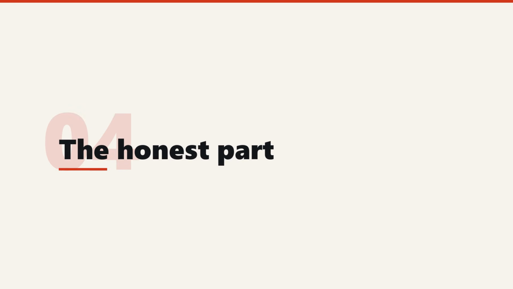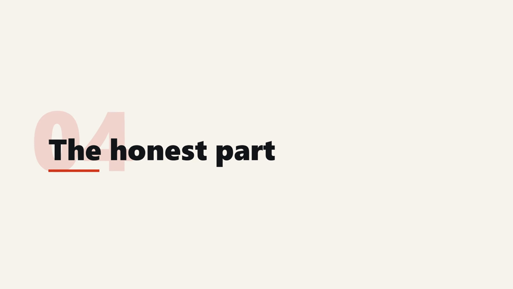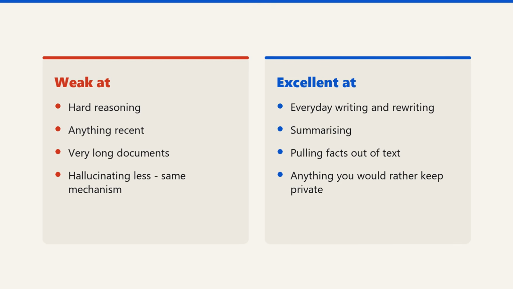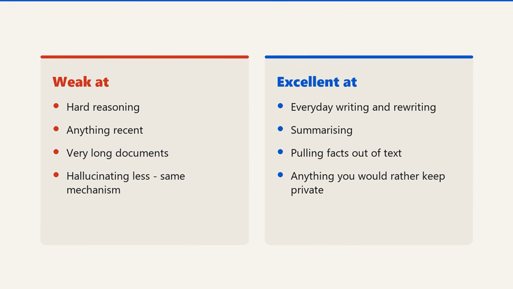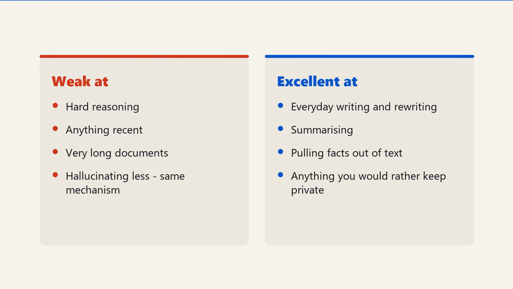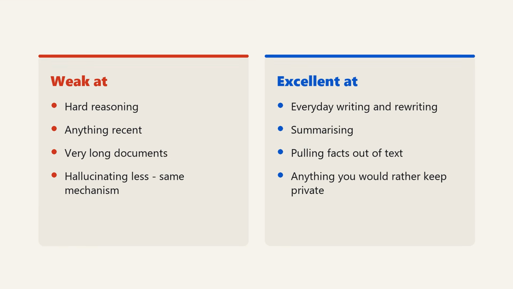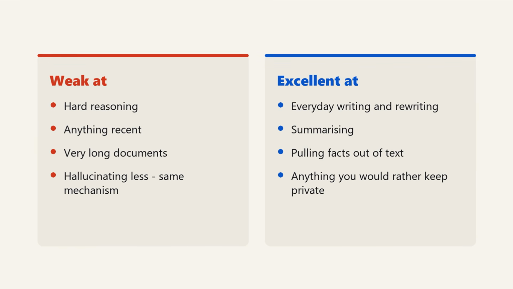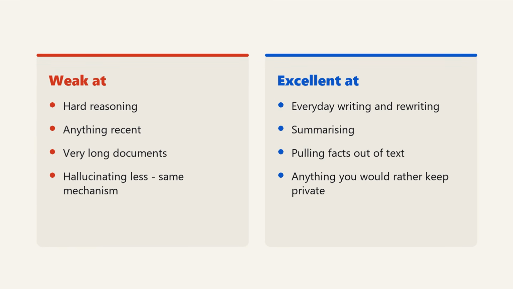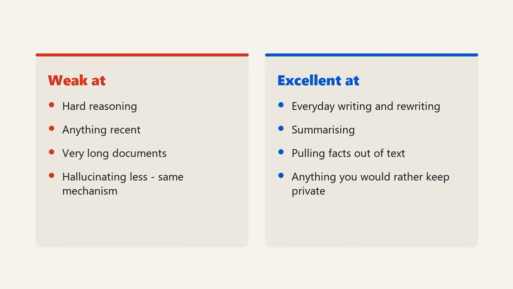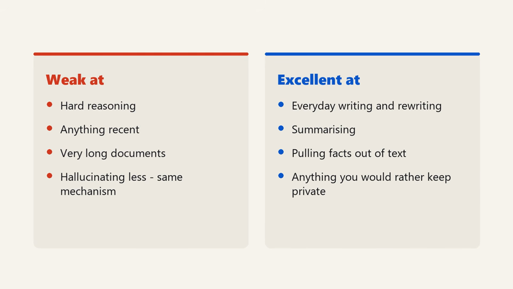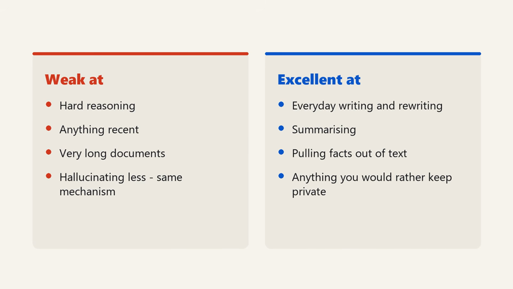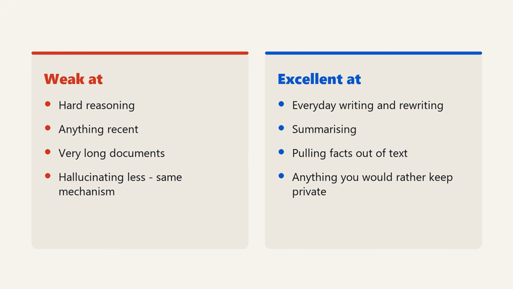Now the honest part, because everything so far sounded like an advert. Local models are worse at hard reasoning. On a genuinely difficult problem, the gap between a local model and the best hosted one is real, and you will notice it. They have no live information. They know what was in their training data and nothing since. They hallucinate at least as much as anything else. The same mechanism, the same confident wrongness. And they will not match a hosted model on very long documents.